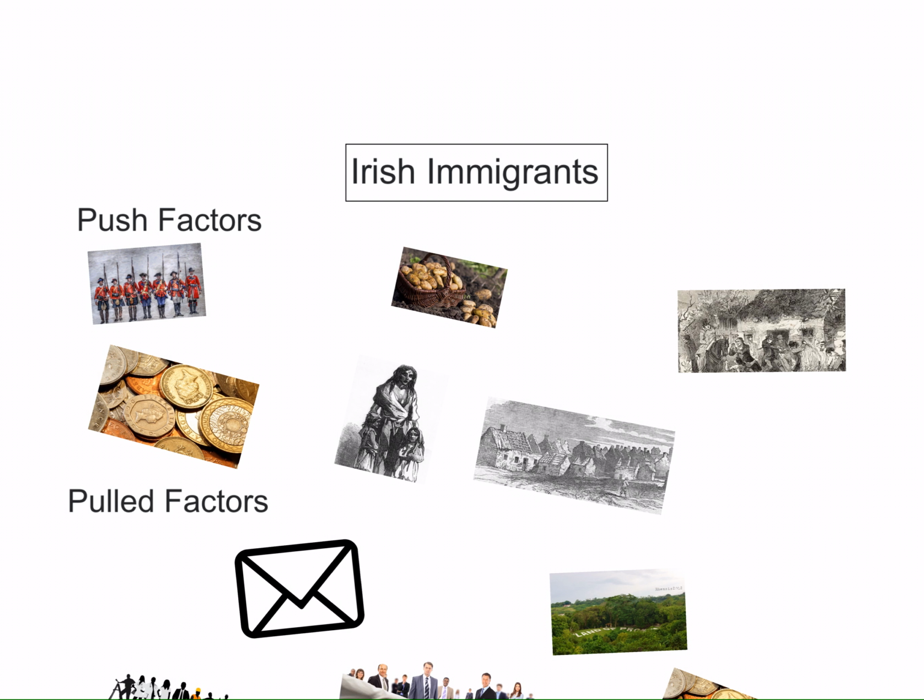The second push factor, what was it? The land. So the British people owned 86% of Ireland, so Irish people only owned 14% of Ireland. Because Irish people only owned 14% of Ireland, they were forced to rent or lease from tyrannical landlords.